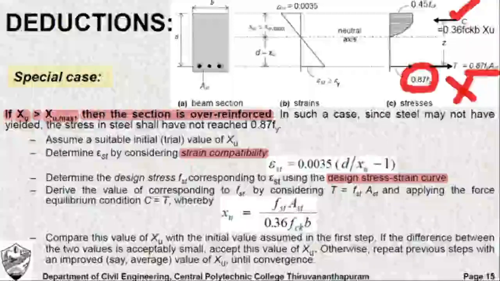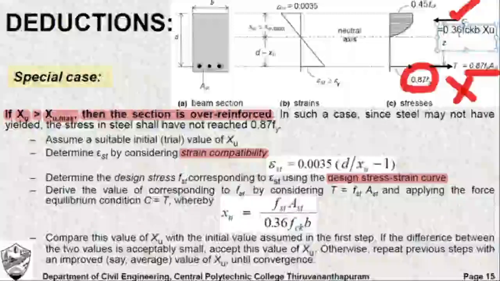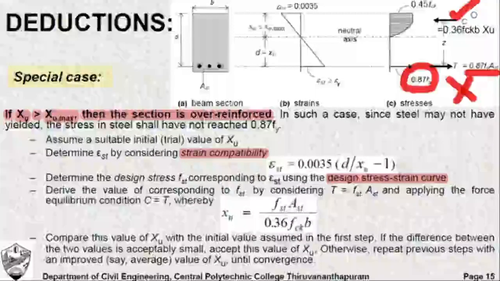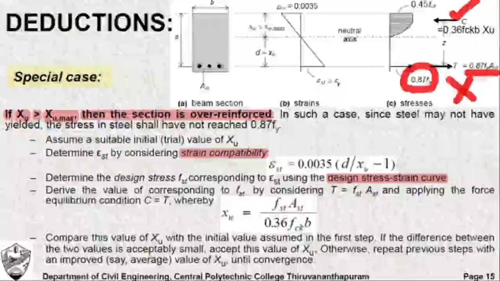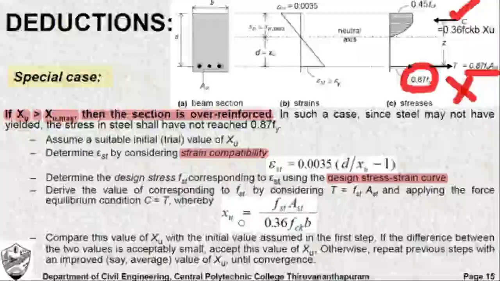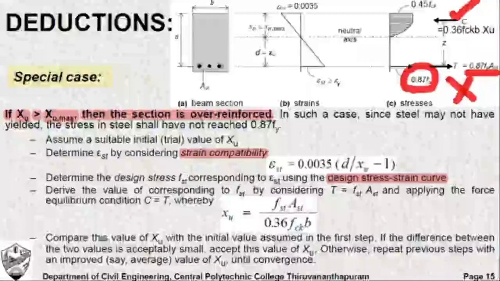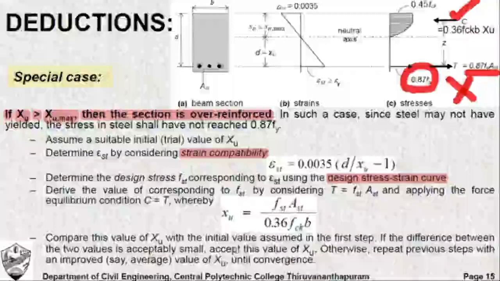Now, knowing the value of tensile force T and compressive force C is equal to 0.36 FCK B XU, you can equate them, C is equal to T, to determine the XU value for the over reinforced section. By comparing this value of XU with the initial value assumed in the first step, if the difference between the two values is acceptably small, accept this value of XU. Otherwise, repeat the previous steps with an improved value of XU until convergence occurs. So we need the value of XU to converge, and until convergence occurs, we have to repeat this process.